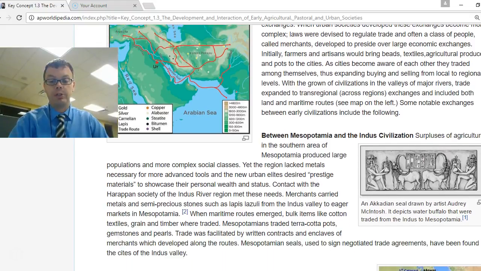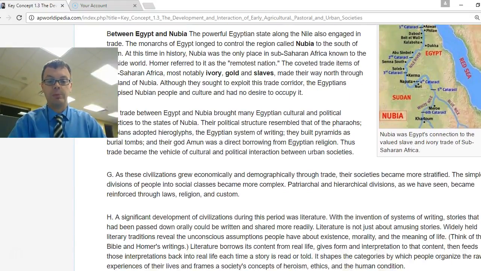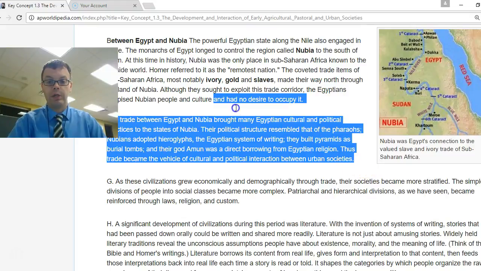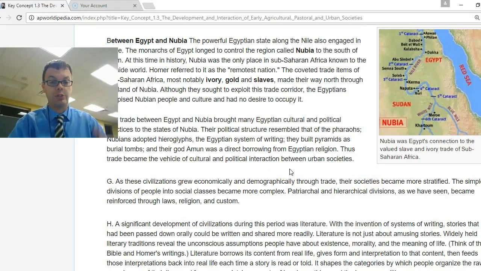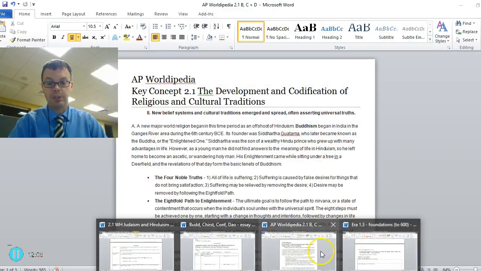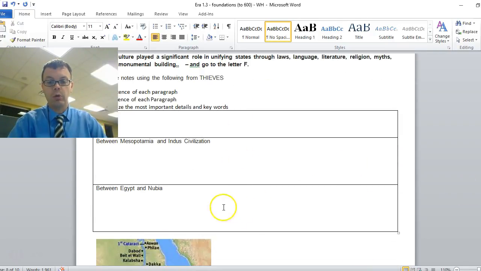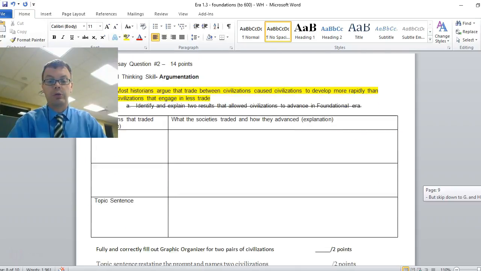Your homework is going to be these next 2 sections, one called Between Mesopotamia and Indus Civilization, and you will take notes here on how these 2 civilizations trade goods back and forth. Then you'll also read Between Egypt and Nubia, all the way here, and you will also read about how these 2 civilizations traded their goods back and forth. So take notes on this and do a good job, because the notes you have here are going to be used in your graphic organizer later, and you'll be turning this into a paragraph which is going to be turned in and graded with 14 points.